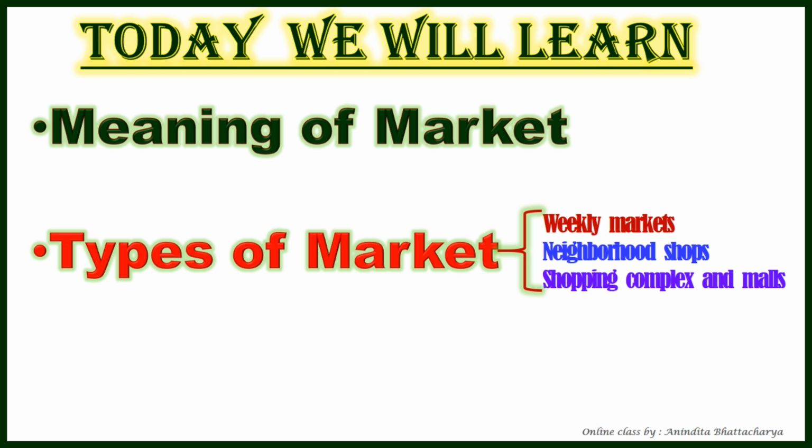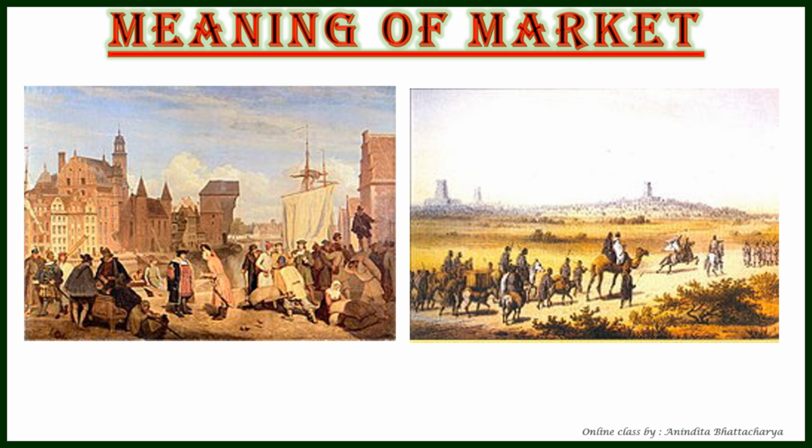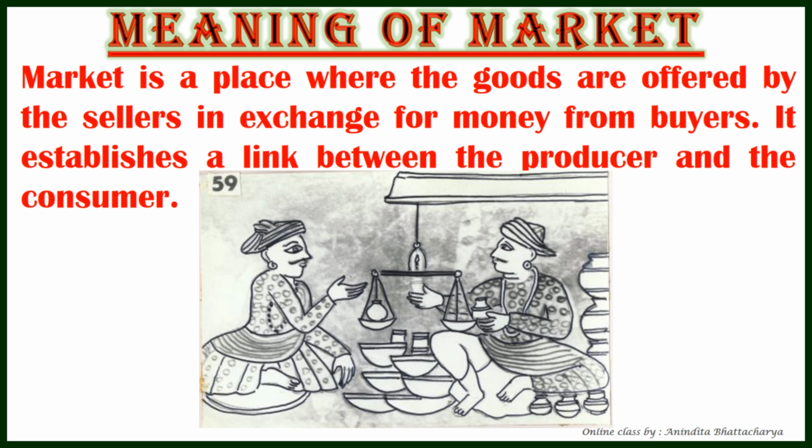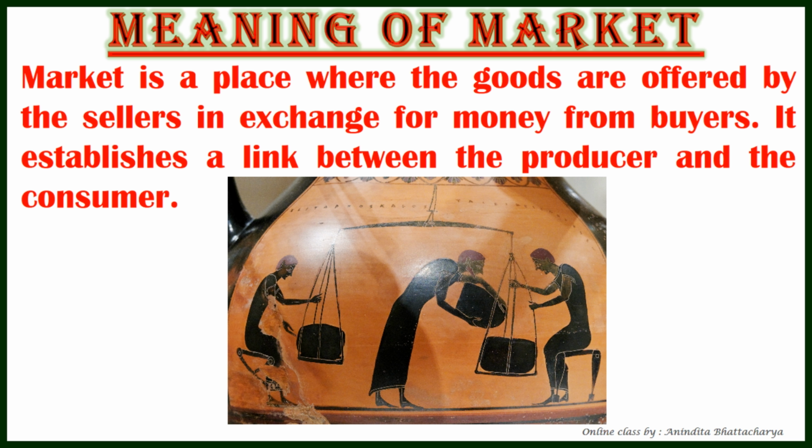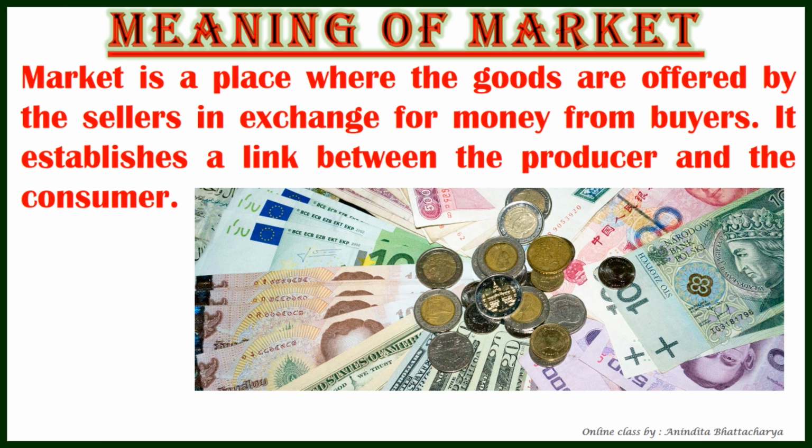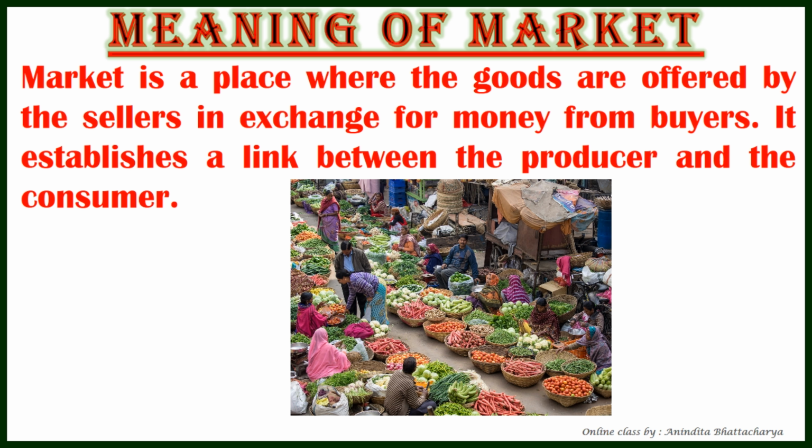You know that trading is not a new concept, as it has been there since ancient times. Man has been engaged in trading in some form or the other. Trading began with the barter system, in which goods were exchanged for goods. Later, with the introduction of currency, goods were exchanged in return for money. So, the place where goods are bought and sold is called a market. The meaning of market is a place where goods are offered by the sellers in exchange for money from the buyers. It establishes a link between the producer and the consumer.